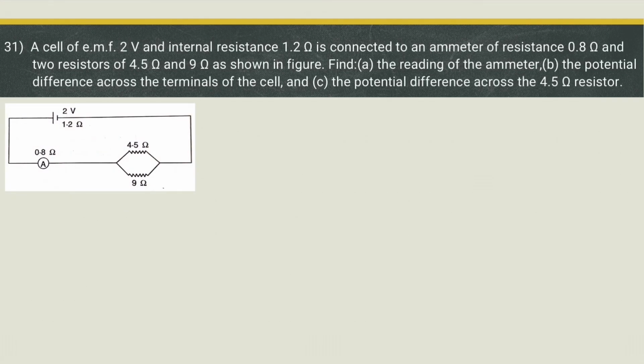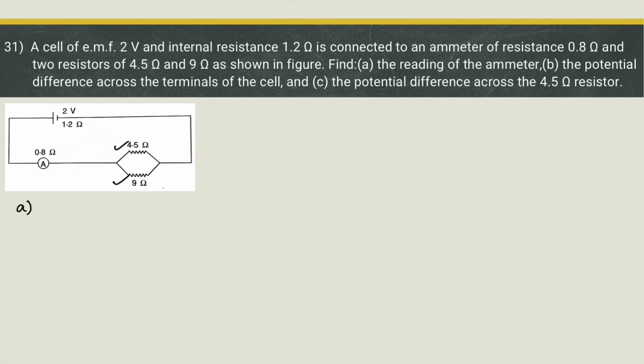And finally, we are here on the last numerical of this exercise, numerical number 31. A cell of EMF 2 volt and internal resistance 1.2 ohm is connected to an ammeter which provides 0.8 ohm resistance and two resistors 4.5 and 9 ohm as shown in the figure. So 4.5 and 9, how are they connected? They are connected in parallel with each other. Find the reading of ammeter.